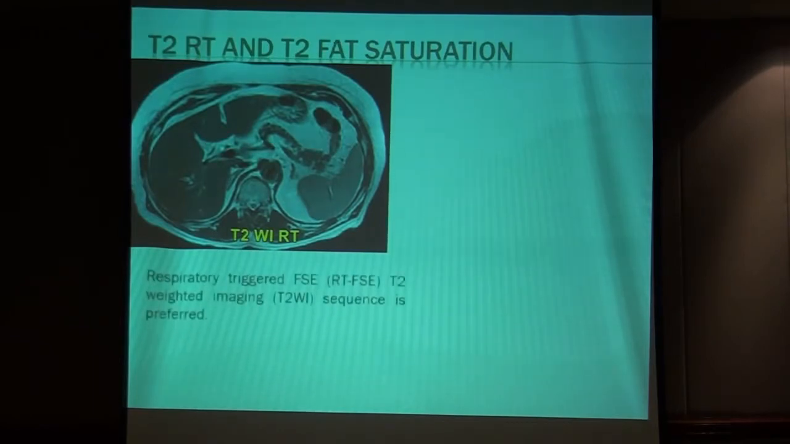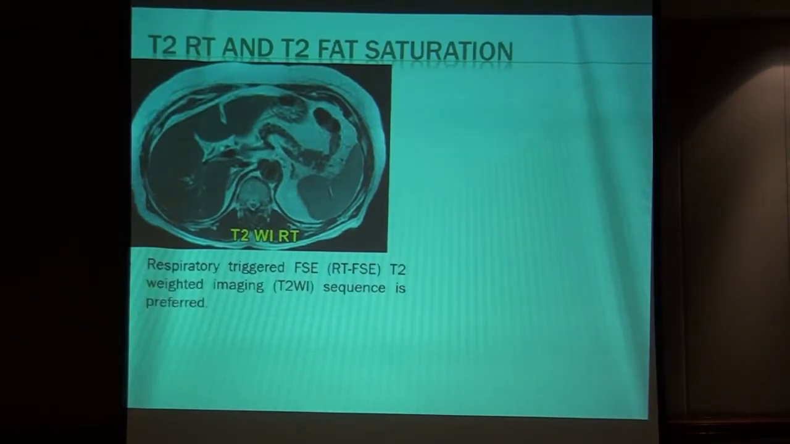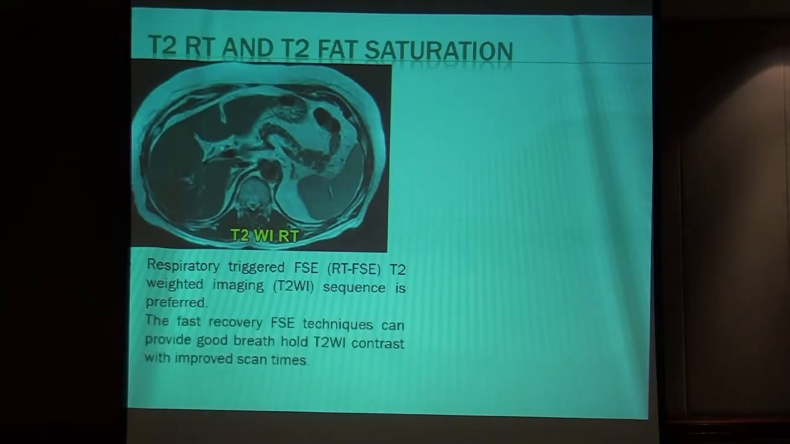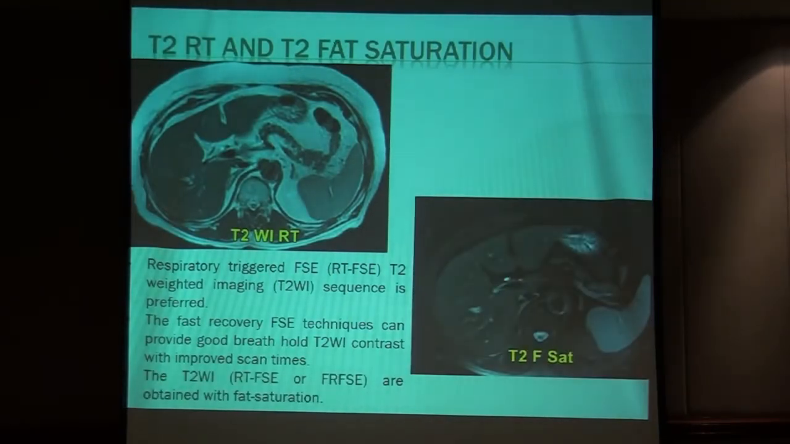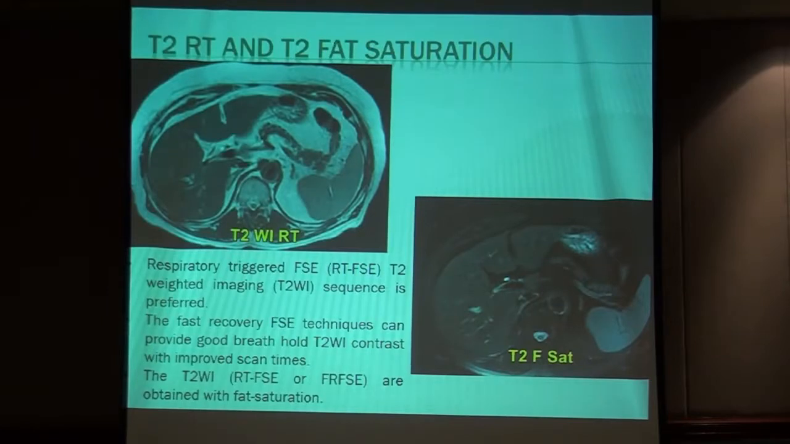T2 and T2 fat sat. T2 has to be done in a respiratory triggered T2 weighted image sequence, which is preferred because it is shorter in time, and the fast recovery techniques can provide good breath hold T2 contrast with improved scan time. This is the T2 fat sat, where the subcutaneous fat here is inhibited and the peritoneal fat is not apparent.